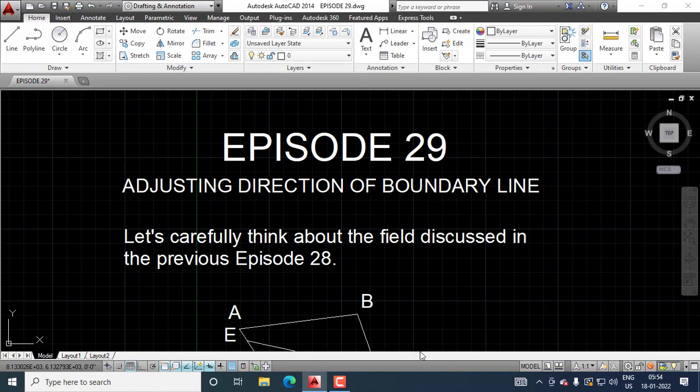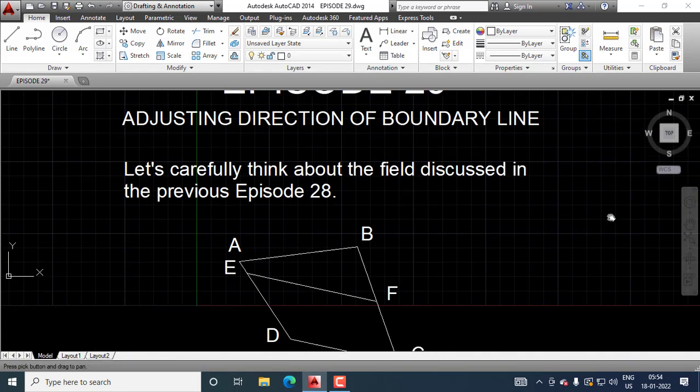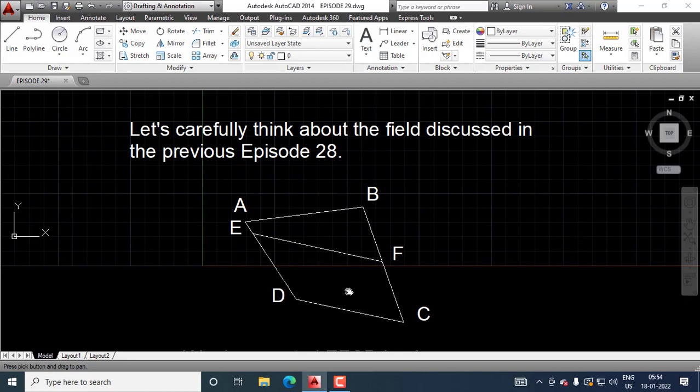Let's consider the field mentioned in the previous episode 28. We demarcated an area of half an acre of this part from the bottom. The direction of this line EF is always parallel to CD, but this direction may not be to the liking of the owner. We must change the direction of this line as the owner says.